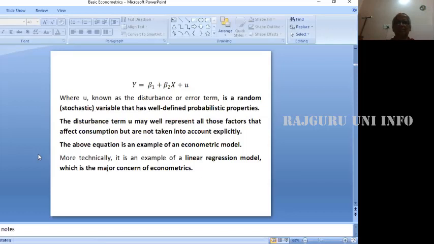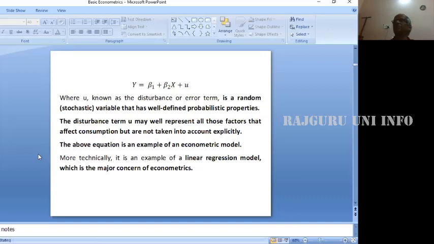Stochastic because it has no mean but has its own variance, because I can't expect any return from this factor. So its mean is always zero, or because positive, negative eliminated, so mean becomes zero. But it has its own variance. So U, known as a disturbance or error term, is a random variable that has well-defined probabilistic properties. The disturbance term U may well represent all those factors that affect consumption but are not taken into account explicitly. The above equation is an example of an econometric model.